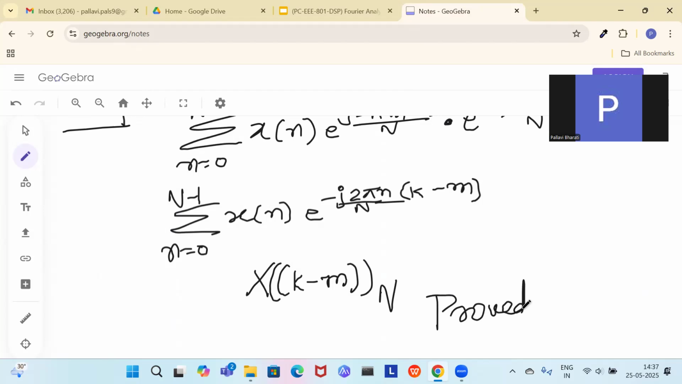Okay, go through these, and we will be doing the multiplication and convolution property in the next class. Those two are a bit long, so together I have clubbed them.